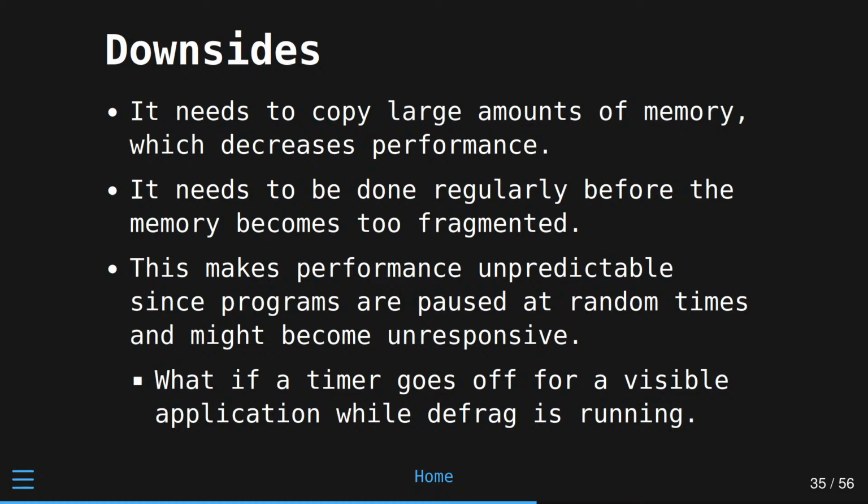Okay, downsides. Fun fact, think about how you would write an in-place defrag. It doesn't have good time complexity, is what I'm going to tell you, yeah.